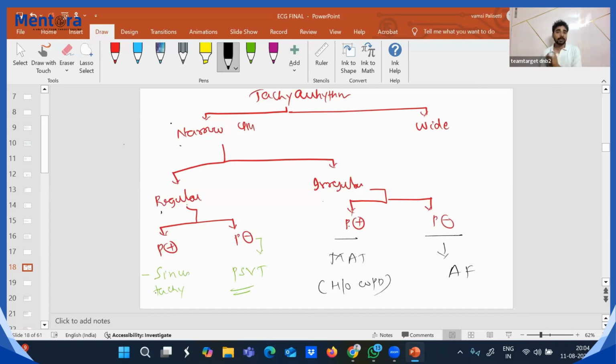Even in an emergency situation, when the patient is suddenly in front of you, you can see the ECG and say PSVT. It's just as simple as that. Understand the concept. If you understand the concept and apply it in this flowchart, it's very easy to remember. Even in your sleep, you will say it.